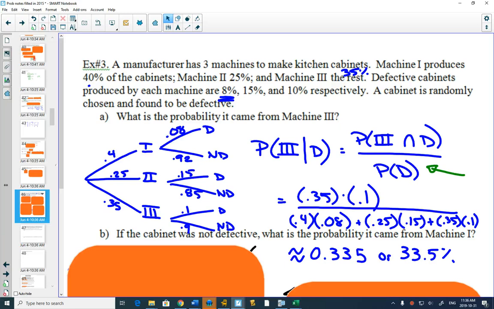So here we're only using the formula. Plug it into our calculator. You're going to get 33.5%.